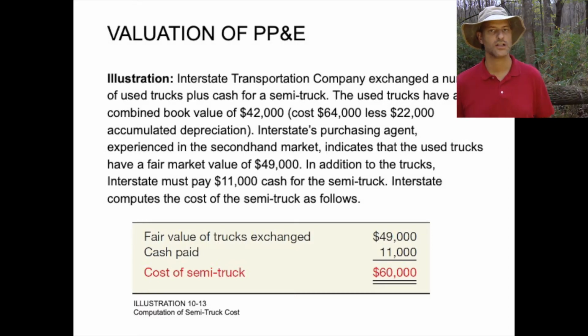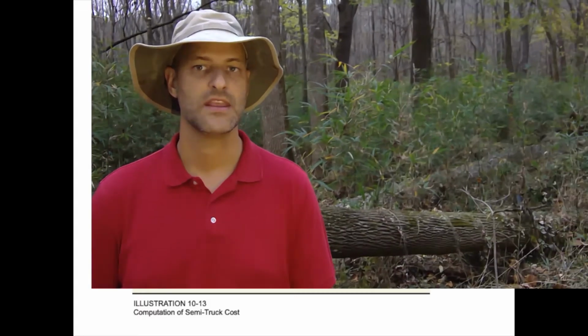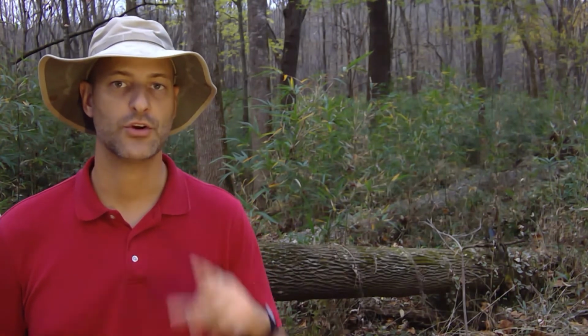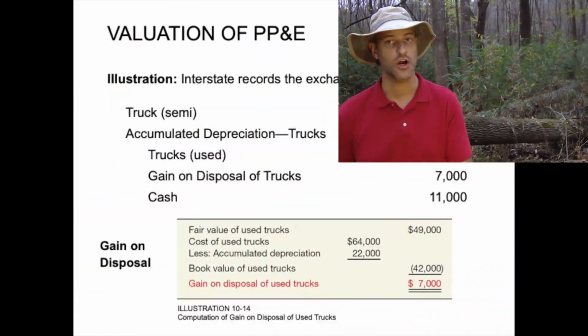In addition to the trucks, Interstate has to pay $11,000 cash for the semi-truck. They compute the cost of the truck, which is the fair value of the trucks exchanged plus the cash paid of $11,000, which gives them a total cost of the new truck of $60,000. So there's our total cost of the truck.